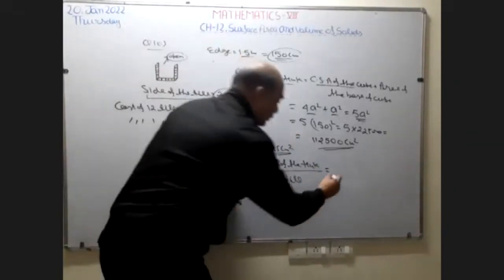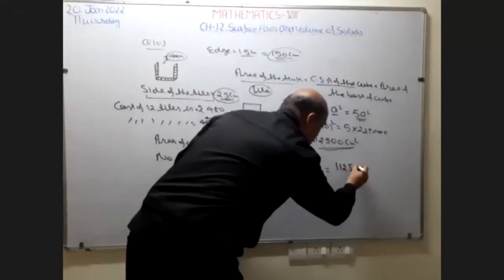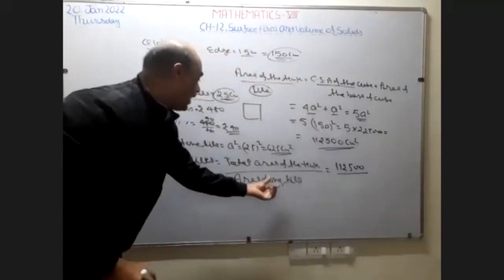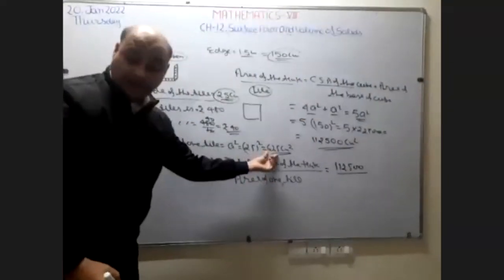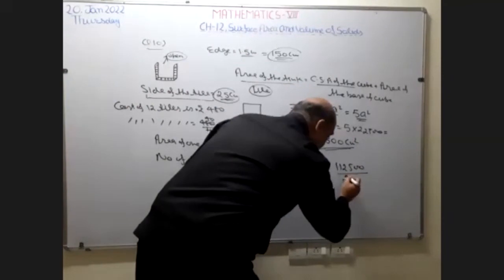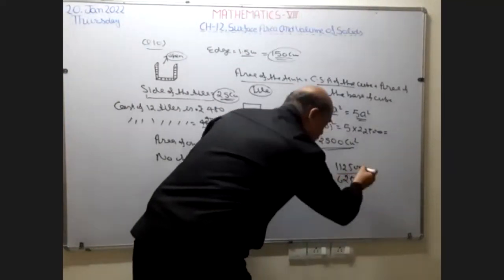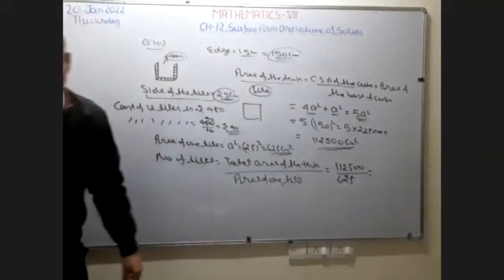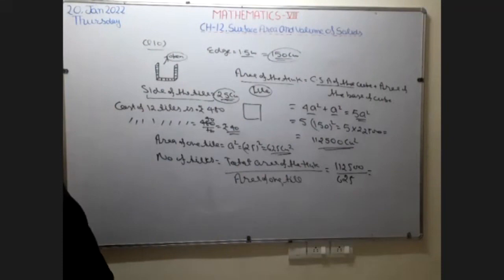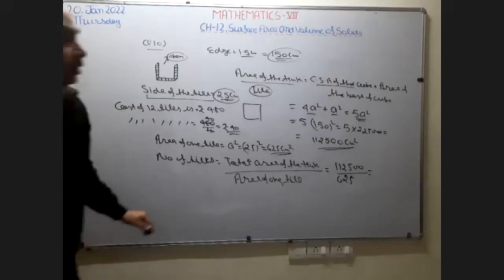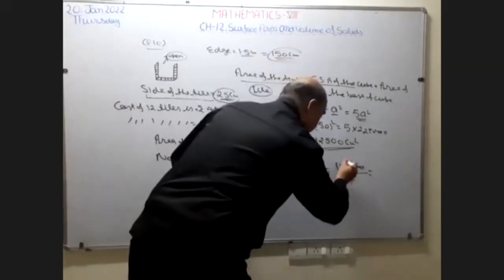It is given 112,500. What is the area of one tile? Area of one tile is 625. So write here 625. Now divide this by 625. Tell what the answer is. Send a message to my chat box, beta. After dividing it, send a message. Yes, I got a message. When dividing, the answer is 180. Okay, beta. So write here 180.